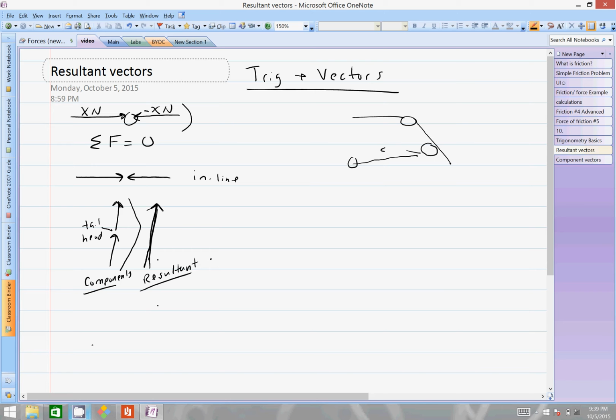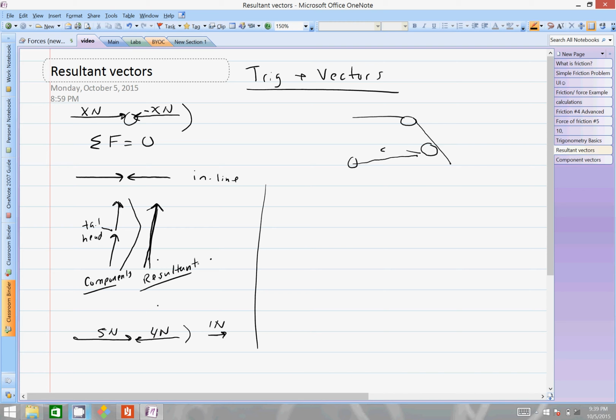I could, however, have something like this. If I have a 5 Newton force going against a 4 Newton force, I end up with a 1 Newton force as my resultant vector. I'm using Newtons here, but you could use meters per second, velocity, or acceleration, anything that's a vector. So in this case, we're looking at how I can use two vectors to create a resultant vector.